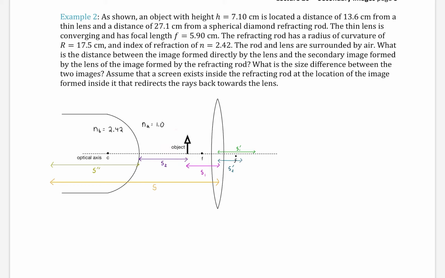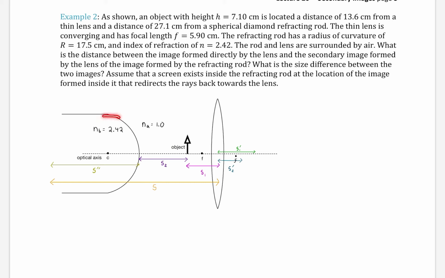And here are some of the variables that we're going to use. I'll just go through this one. It's got a lot of similarities to the last one. But let's see what we're asking here, because I'm not asking as much. So, I give you the details here. I give you the height, right? I give the distance of 13.6 centimeters from the thin lens. That's just the distance to the object. And a distance of 27.1 centimeters from a spherical diamond refracting rod.